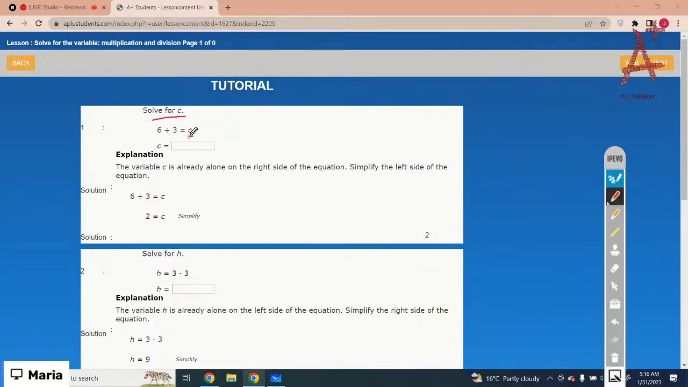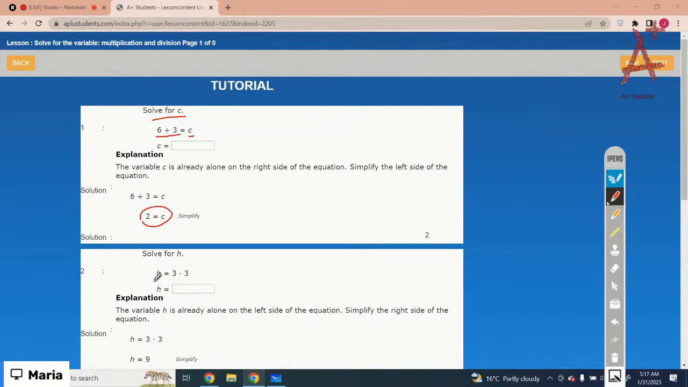Solve for C. C equals 6 divided by 3. So C is already alone on the right hand side of the equation. So just divide 6 by 3. 3 times 2 makes 6. So it would be 2.